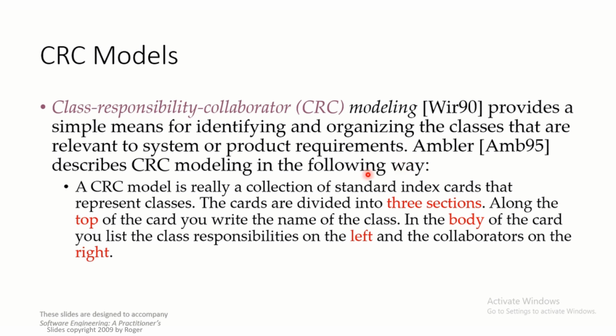Ambler states that a CRC model is a collection of standard index cards that represent classes, and the cards are then divided into three sections. Along the top of the card, you write the name of the class, and in the body of the card you list the class responsibilities on its left side and the collaborators on its right side.